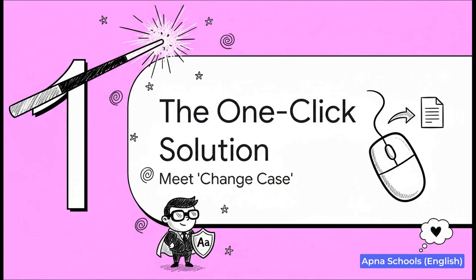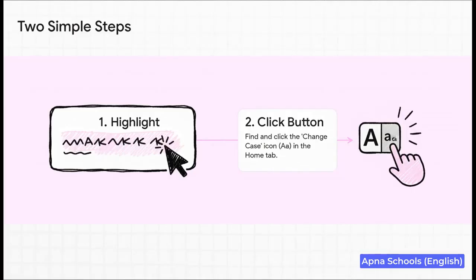You can find it right there in the Home tab, and it is your new best friend for fixing these kinds of typos. And using it is ridiculously simple. I'm talking 2 steps. That's it. First, you just highlight the text that's all messed up. Second, you click the Change Case button. It's that icon with a big A and a little a. And boom, Word does all the heavy lifting for you.